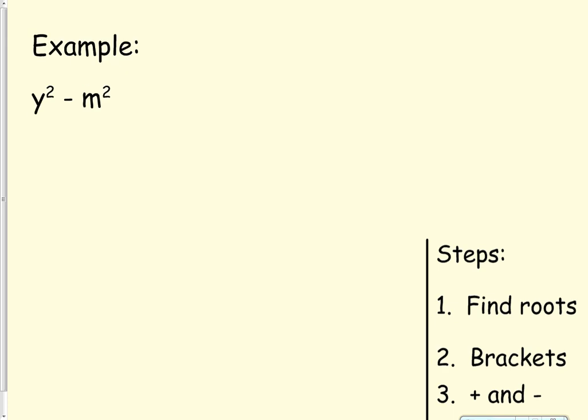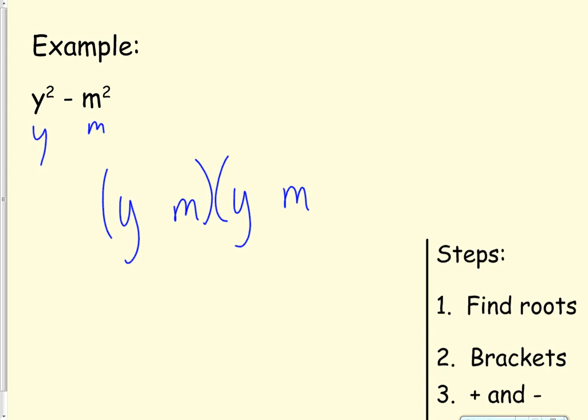Let's do some practice. When we have y squared minus m squared, we find our roots. So we've got y and m as our roots, and then we put them into two brackets, a y and an m in each bracket in the same order that the expression has them. Then we can put a plus and a minus into each bracket, and you're done. Simple as that.